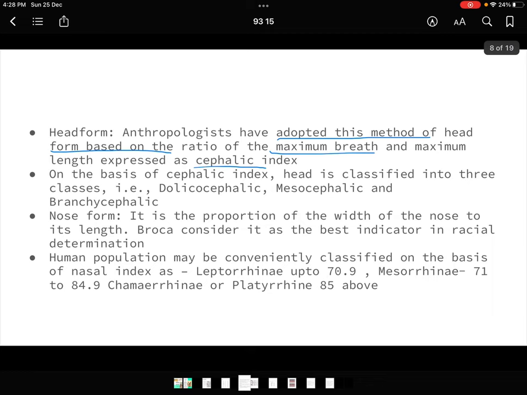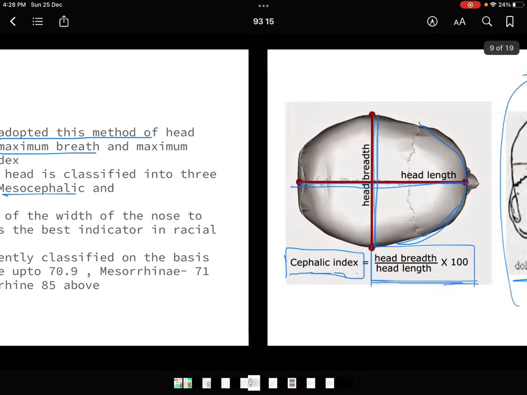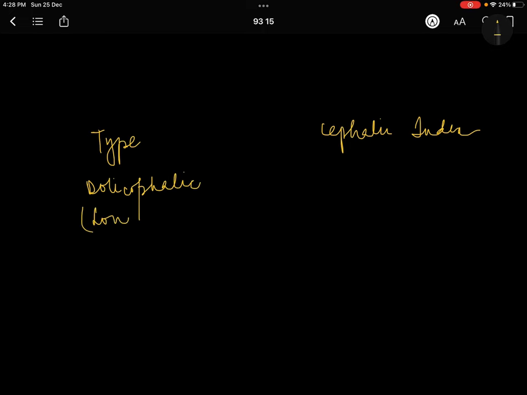Now on the basis of this, we have talked about dolicephalic, mesocephalic, and brachycephalic. And now I'll tell you one more thing. If you want to know the exact numbers also, I'll tell you that too. If this is the type of the head and this is the cephalic index, you can just remember it if you want to, but this much is not required. The first one is dolicephalic, a long and narrow head. That means length is more, breadth is less. So this comes out to be around 75 to 78. Any head which has a cephalic index of 75 to 78 is a dolicephalic head.